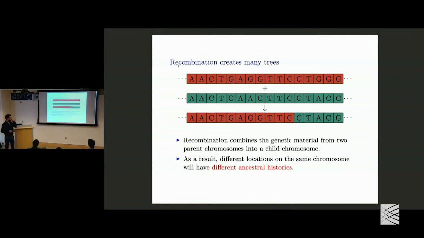Before we get on to the simulations, recombination is an important complication. Very basically, recombination takes two parental chromosomes and crosses them over to form a single child chromosome. The effect of that, as far as we're concerned, is that different genetic locations will now have different ancestries. We don't have a single tree which describes the ancestry of a whole chromosome. We've got a whole sequence of these trees. So this position here will have a different ancestry to this position here.